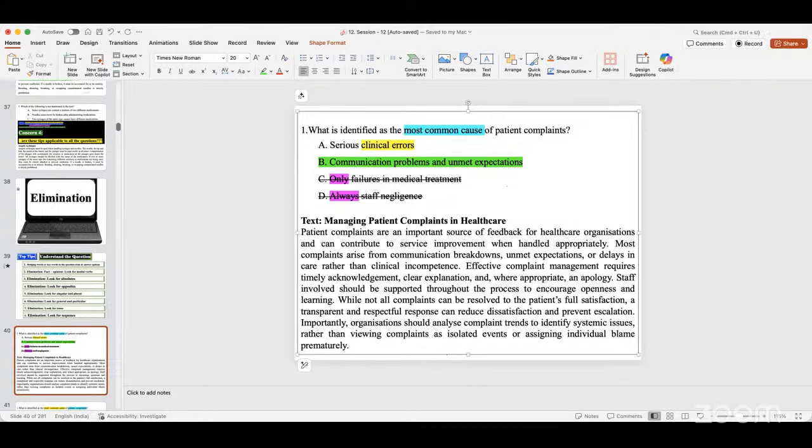Managing patient complaints in healthcare. Patient complaints are an important source of feedback for healthcare organizations and can contribute to service improvement when handled appropriately. Most complaints arise from communication breakdowns, unmet expectations, or delays in care rather than clinical incompetence. Effective complaint management requires timely acknowledgement, clear explanation, and where appropriate.